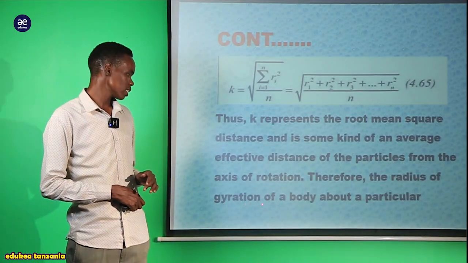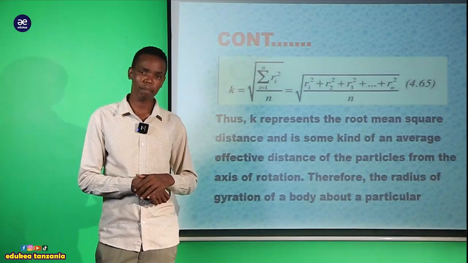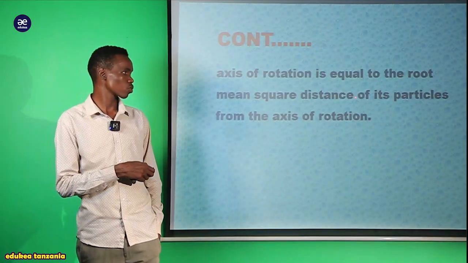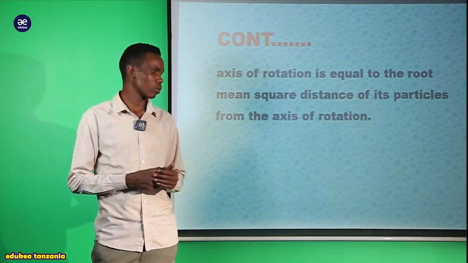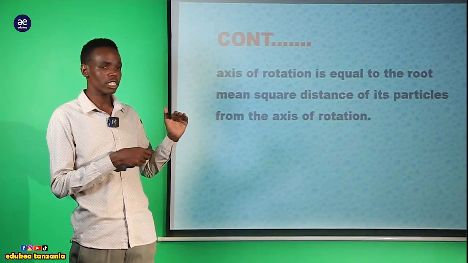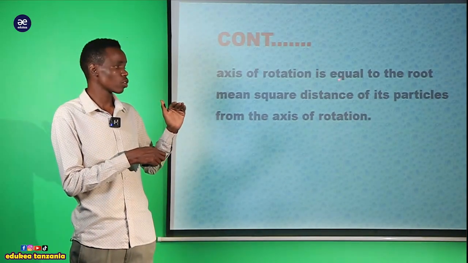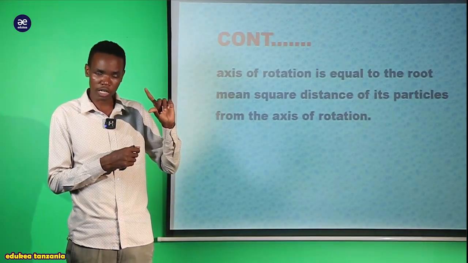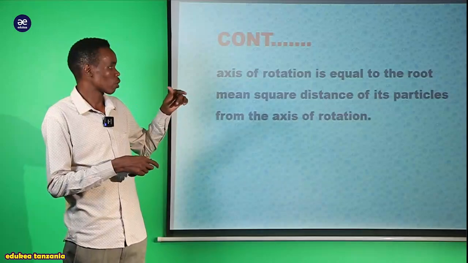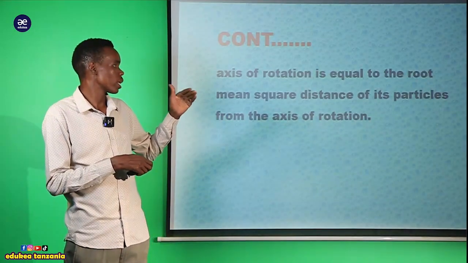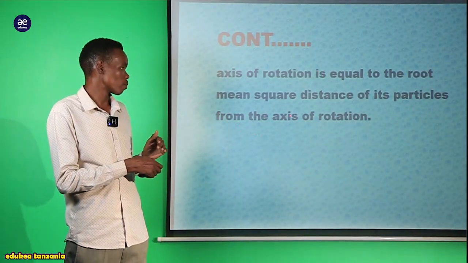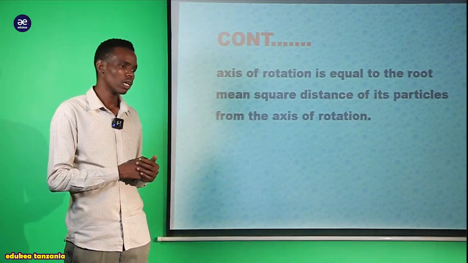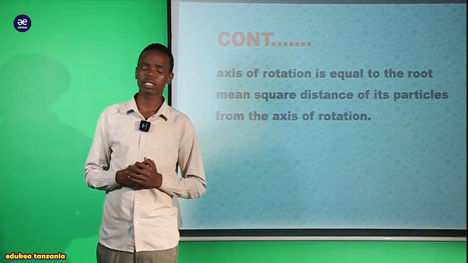So therefore the radius of gyration of a body about a particular axis of rotation is equal to the root mean square distance of its particles. So the radius of gyration about the axis of rotation must be equal to the root mean square. Kwa hiyo radius of gyration ya ile rotation of the rigged bodies atakuwa ni sawa na ile square distance ya zile particles from the axis of the rotation. So there are so many questions here you'll be asked, my dear student.